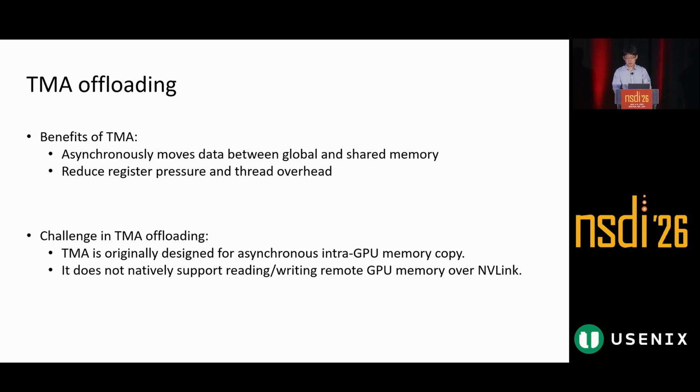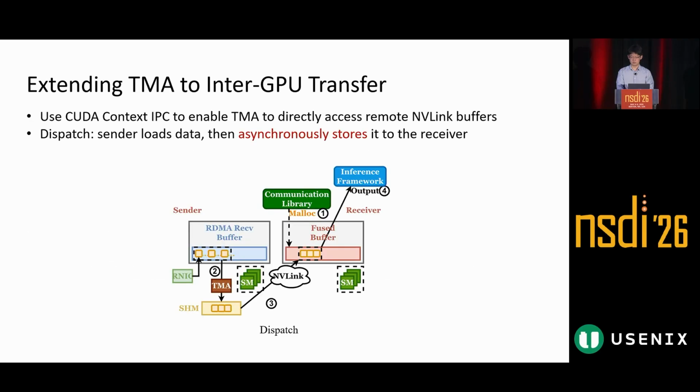TMA, introduced in the Hopper architecture, asynchronously moves data between global and shared memory. Moreover, TMA can reduce register pressure and thread overhead. TMA offloading also faces challenges: how to extend TMA, since it wasn't originally designed for remote GPU memory access. By utilizing CUDA context IPC, SwiftEP enables all GPUs within the server to gain mutual memory access to the fused buffers, thereby allowing self-initiated TMA read and write operations to extend across GPUs via NVLink.